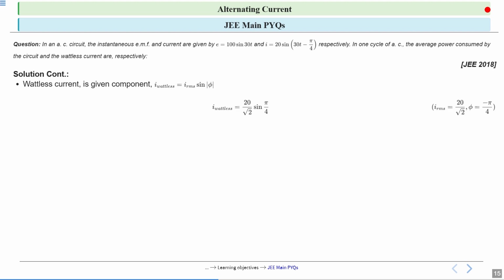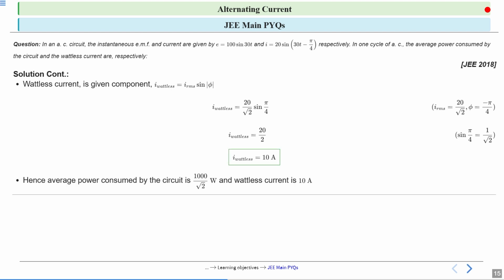Okay, so mod of phi. So I wattless will be equal to, what is IRMS we have calculated? Im upon root 2. Im is 20 ampere. So 20 upon root 2 sin pi by 4. Sin pi by 4 is also 1 by root 2. So root 2 into root 2 in the denominator becomes 2. So I wattless will be equal to 20 upon 2, so I wattless will be 10 ampere. Okay, so hence the average power consumed by the circuit is 1000 upon root 2 watt and the wattless current is 10 ampere.